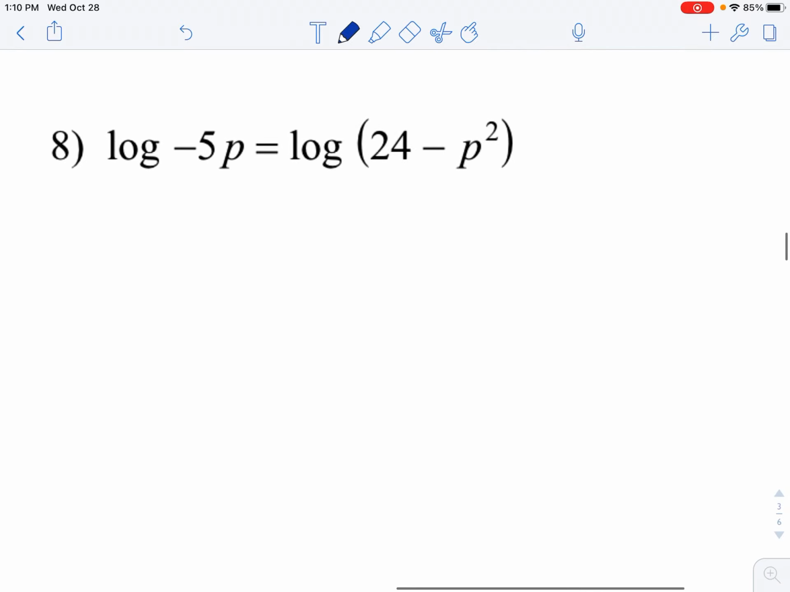Here we go. So again, this is quadratic. There's a second power here. And you can have these with third, fourth, fifth power. We don't do that in this class, but in math it could happen. So log of negative 5p equals log of 24 minus p squared. Notice there is no base on the logarithm. Just for review, when there's no base, it is technically base 10. Again, that's called the common log. So you should know that's what that means. It's irrelevant here because we're just going to cross it out anyway. I just wanted to review the concept.